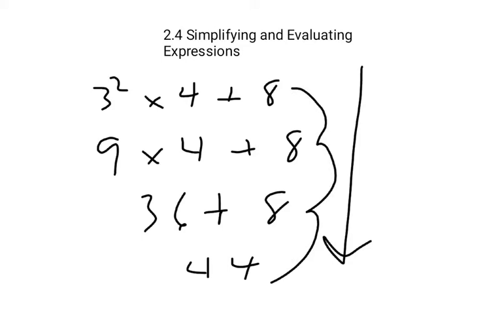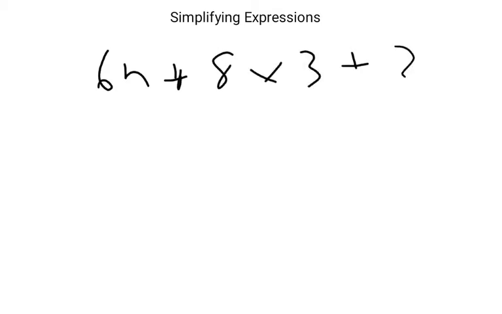So let's look at some more examples. Simplifying expressions means just do all the arithmetic you can do. And remember, an expression is a combination of numbers, or numbers and variables, just terms using operations. So an expression could be 6n plus 8 times 3 plus 2n. And you can do some things with this. You can make it much shorter. And when you do make it shorter by doing all the arithmetic you can do, you're simplifying it.